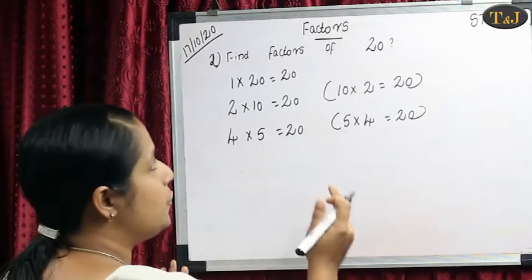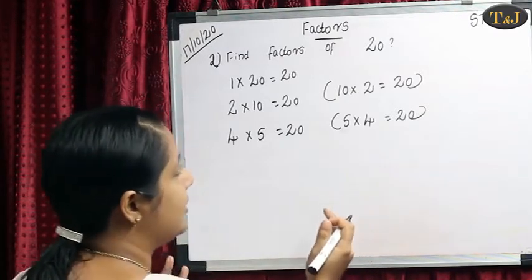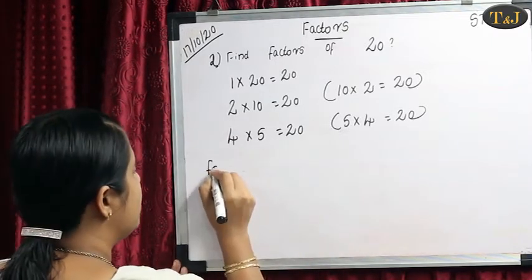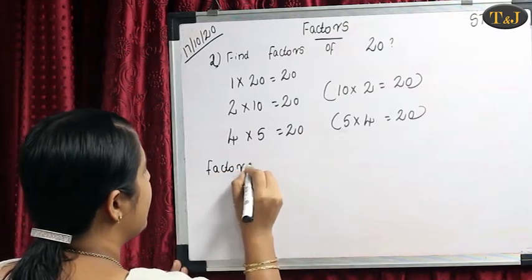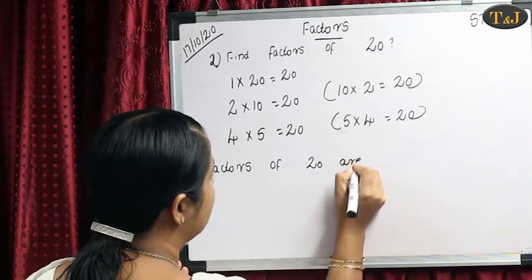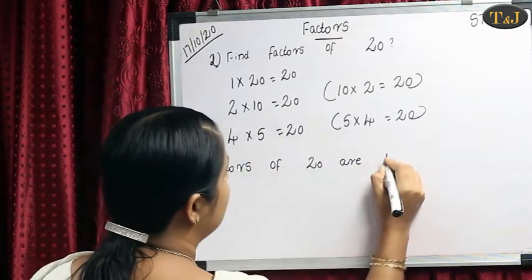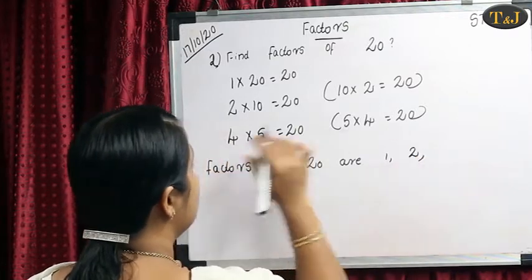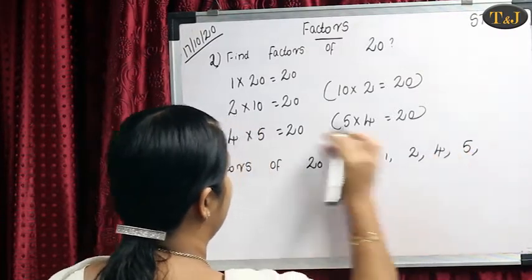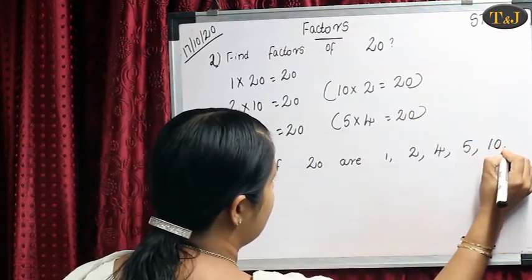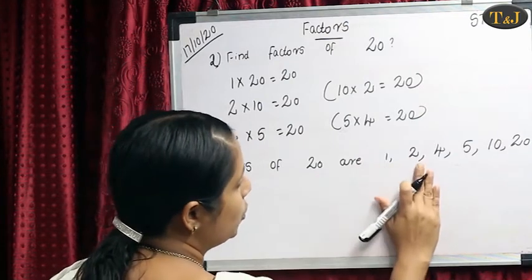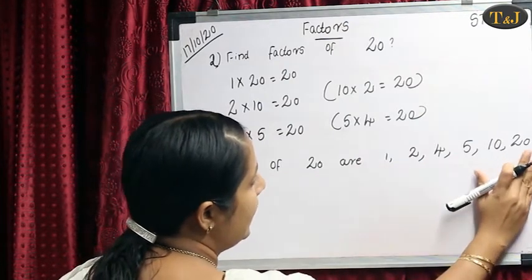So for the factors of 20, while writing them we are considering ascending order. So the factors of 20 are 1, 2, then next 4, next 5, then 10 and last is 20. Therefore, the factors of 20 are 1, 2, 4, 5, 10 and 20.